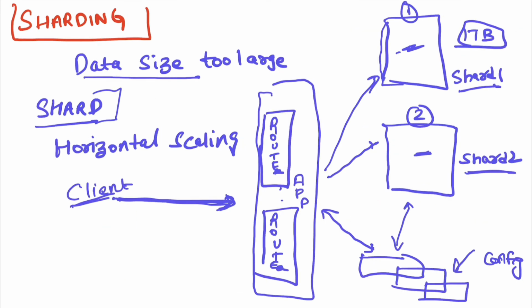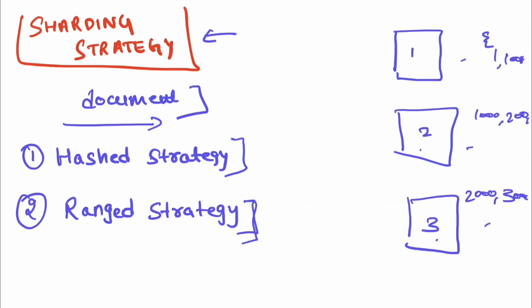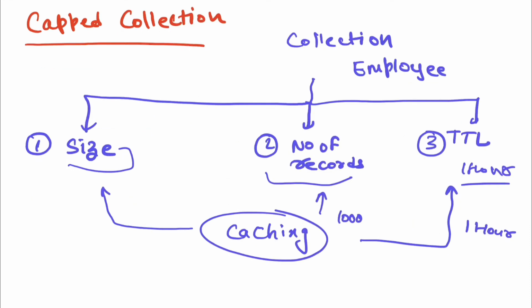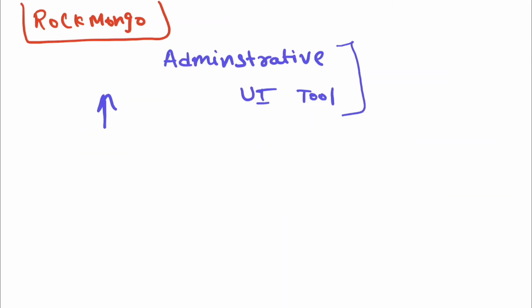And then we talked about sharding. Let's say if you want to distribute your data among multiple nodes, then you can implement sharding within your MongoDB cluster, and then you can distribute your data based on multiple sharding strategies. It could be a hash strategy or it could be a range strategy. Then we talked about how you can implement caching using capped collections, using the size concept or number of record limitations or expiry of your records. And then in the last, we talked about rockmongo, which is the administrative tool for MongoDB. So that's all which I wanted to cover.